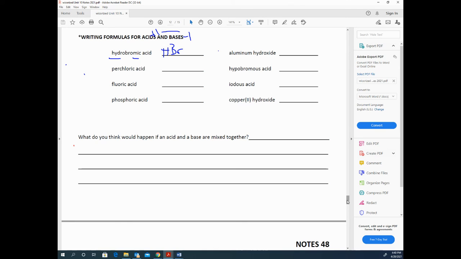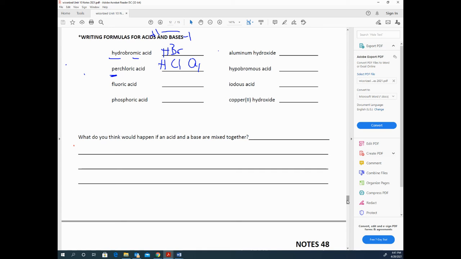Okay, next one is perchloric acid. So that was down there. The only one that has a per on it is the 4 oxygen rule. So I know it has 4 oxygens. So I can go ahead and put 4 oxygens because that's what that per tells me. The per is the only one that has 4 oxygens. And then chloric, so I know it's going to start with H because it's an acid. Chlor is chlorine, so we got Cl. And there we go.